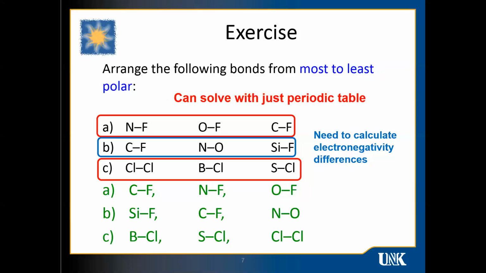And then finally, in C, you probably can go in order. Boron is furthest to the left, and higher up than chlorine or sulfur is. You notice here in this set, again, chlorine is the common atom in all of them. So we can just compare positions in the periodic table. Boron is furthest away, so it's going to have the biggest electronegativity difference compared to chlorine. Sulfur is next, and of course the chlorine-chlorine bond is completely covalent. There's no electronegativity difference whatsoever, so that makes it the least polar.